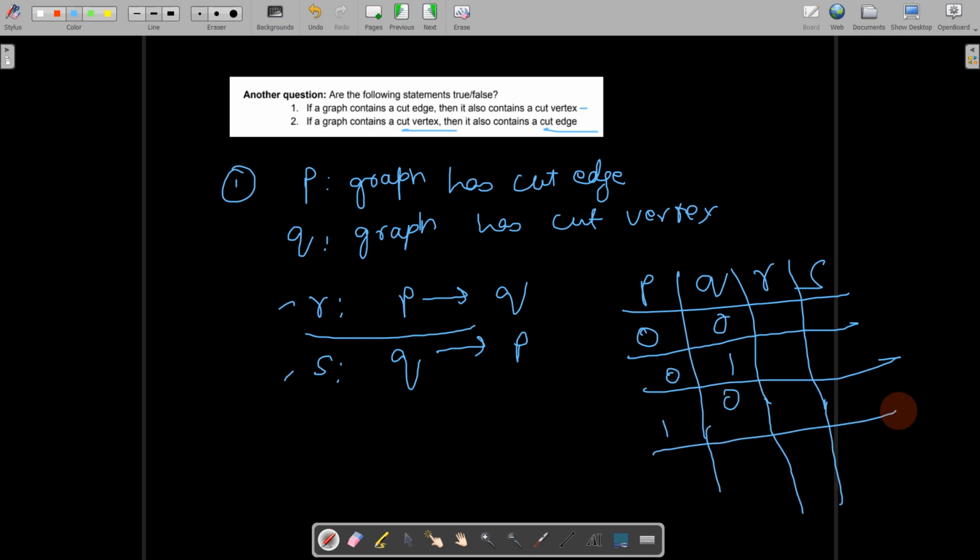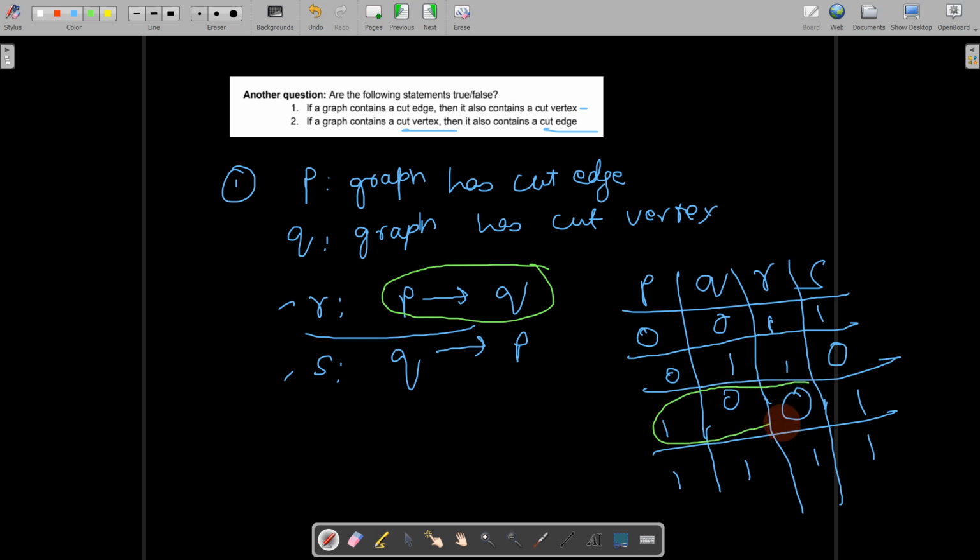That's why 0 0, 0 1, 1 0, 1 1. It represents all possible truth values for P and Q input, and based on that R will be false only in one case, when P happens and Q does not happen. Otherwise it's always true. And S is false when Q is true and P is false. So it's false over here, otherwise it's always true. So we need to check only one condition to prove R, P implies Q, is false, that is this condition. That P is true, that the graph has a cut edge is true, and it does not have a cut vertex.